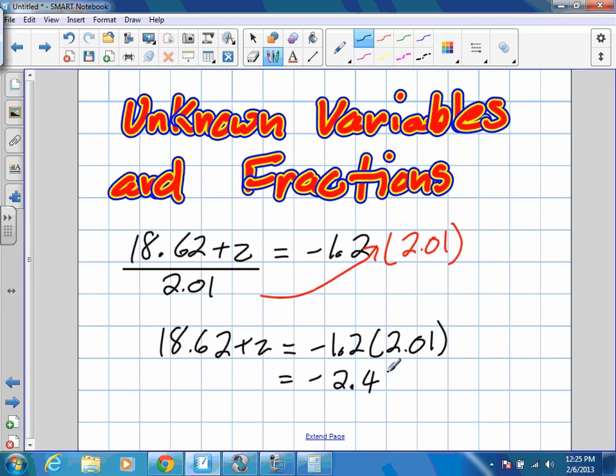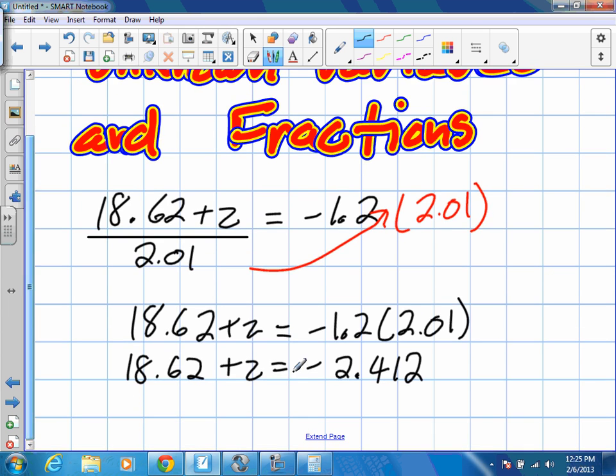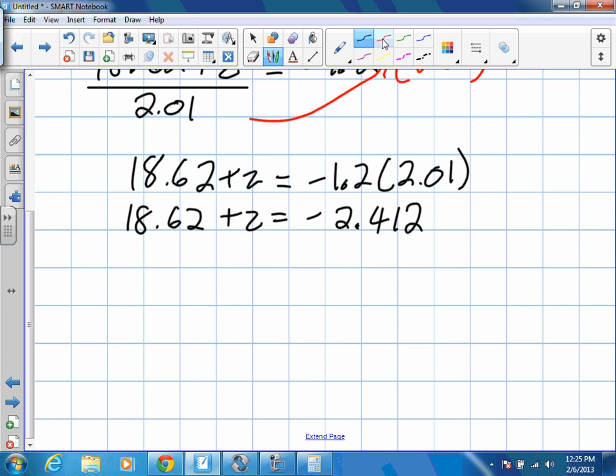So we've simplified the right side. I have 18.62 plus z. Now remember, the goal in these questions is to get z, or the unknown variable, by itself. So we're going to bring 18.62 over, and when I bring it over, what operation? That's right. It's going to be subtracting because it's technically a positive value. So we'll get z is equal to negative 2.412 subtract 18.62.